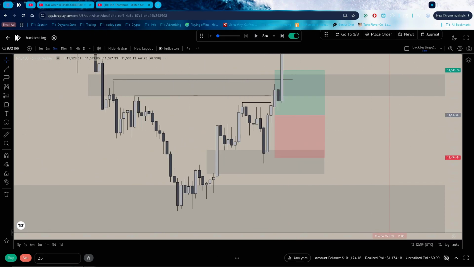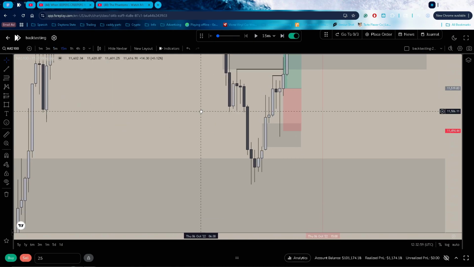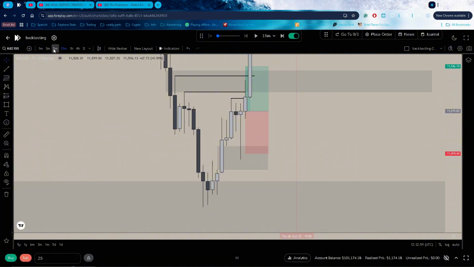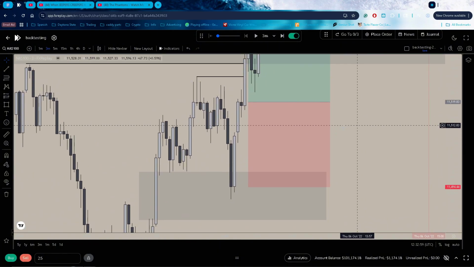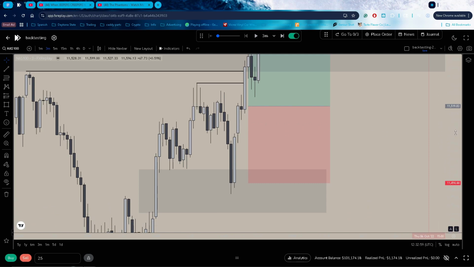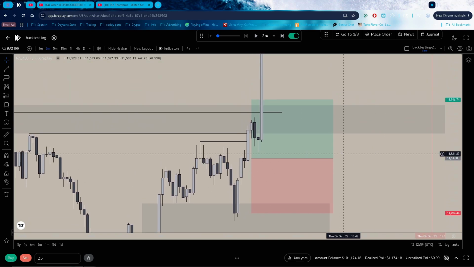So the price came down to this 15-minute fair value gap after tapping into this 1 hour fair value gap, and then we had a 3-minute inversion, right? Within 2 candles of it being made, right? So 1, 2. Entered on the close, stop loss just down here.